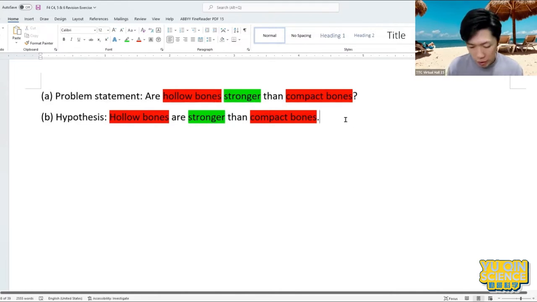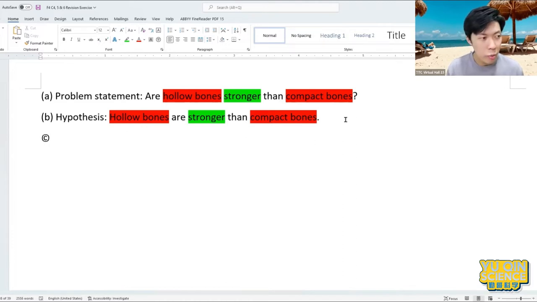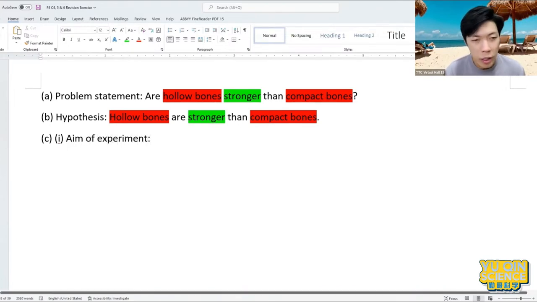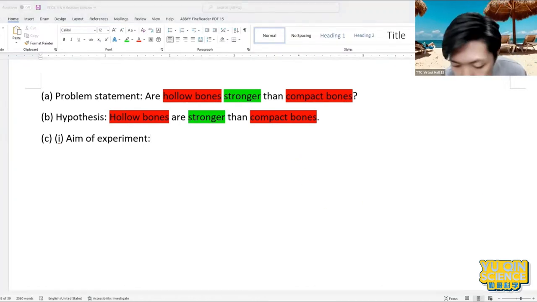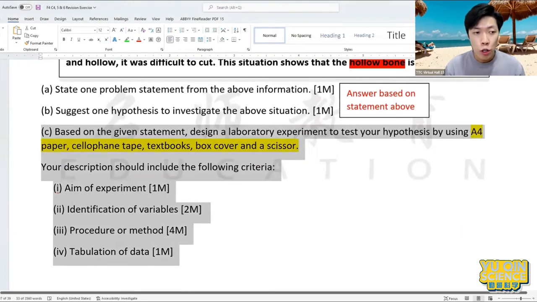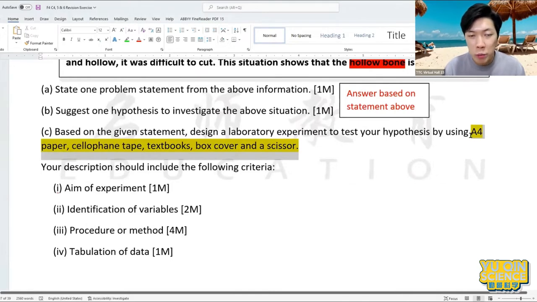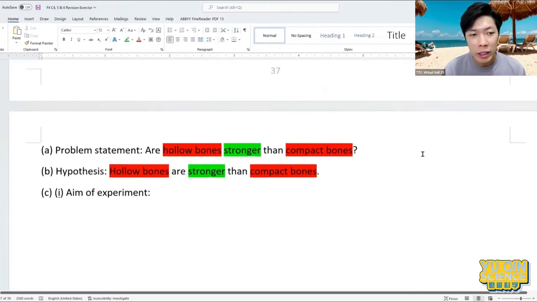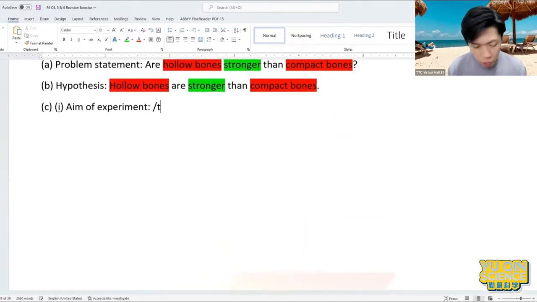Because from C onwards, we have to get back to our original experiment, which is about the paper and stuff like that. So this is the aim of the experiment. C1, everybody. So, aim of experiment, it's under C already. So you have to answer based on your original experiment with the materials given. And usually how we start the answer for aim is like, to study, isn't it? Like everyone does this since primary school. To study, to find out, to investigate, whatever.